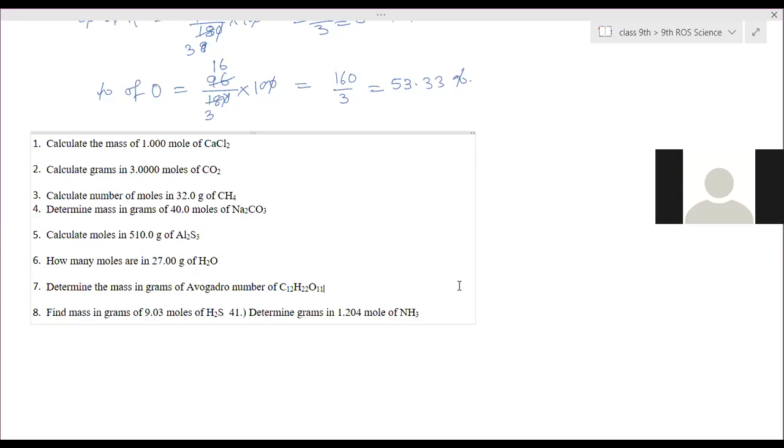Ma'am, in the seventh question, C12H22O11, which compound is it? Sugar.